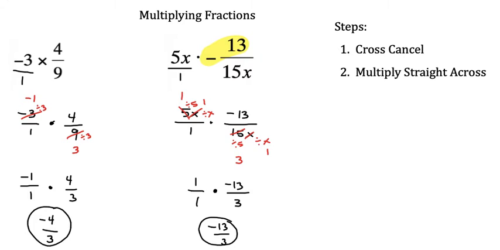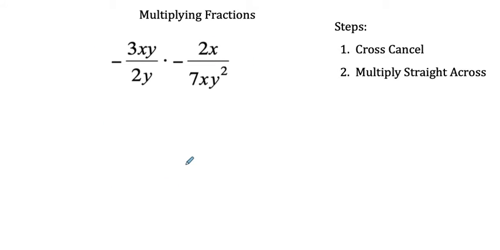Ooh, what if we get something really exciting like this thing? Well, let's just follow the same steps. Let's just rewrite it with the signs in the numerator. Remember that this is 3 times x times y, so those are factors, over 2 times y, times negative 2x, which is negative 2 times x, over 7 times x times y squared.